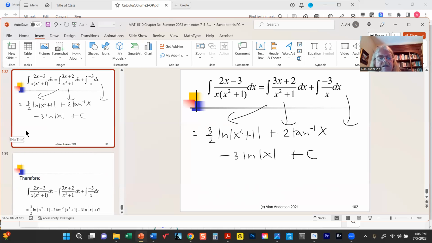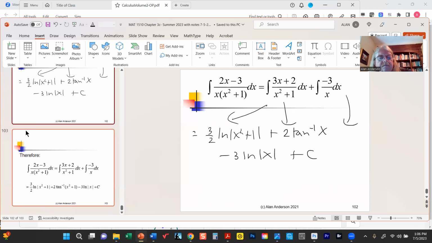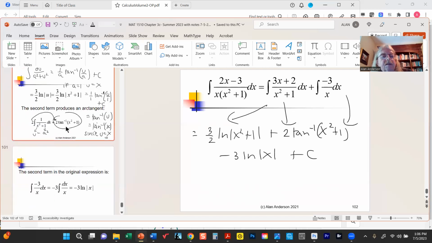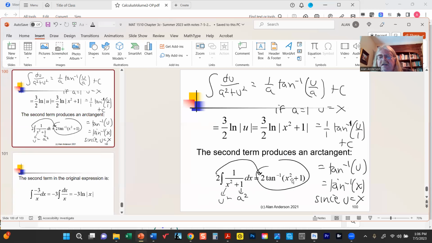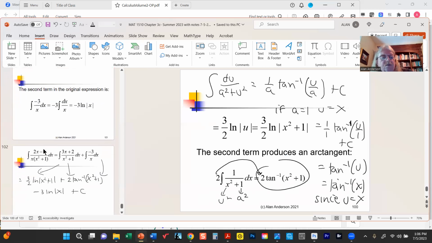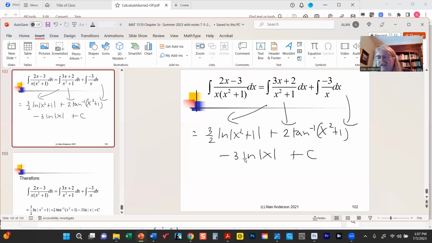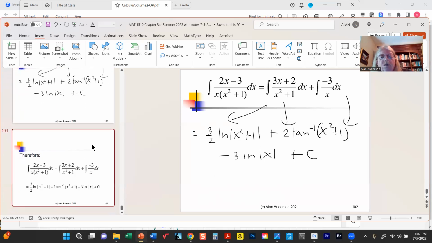Oh my God. Oh, sorry, I just realized this is x squared plus 1. Okay. Yeah, I copied it incorrectly. It's arctan of x squared plus 1. Okay. So at long last, that's the answer. Wow.